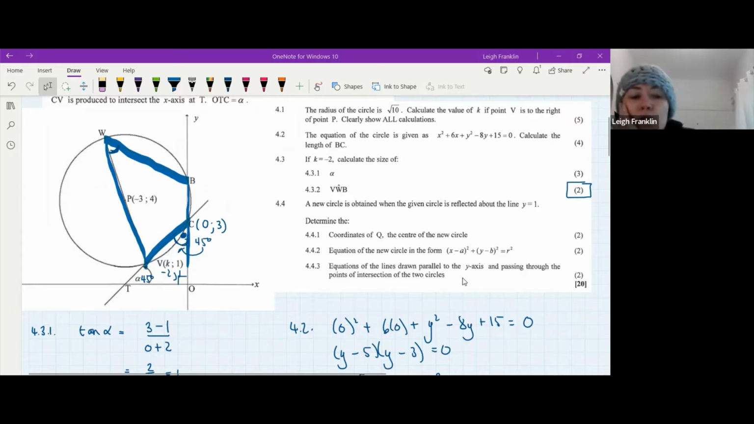All right, a new circle is obtained when the given circle is reflected about the line y equals 1. Now that is something quite unusual for us in the CAPS syllabus. We don't normally reflect over lines like y equals 1 or whatever the case is, but we can. Absolutely, we can. So now we have to say to ourselves, well, if this circle is reflected over the line y equals 1 and a new circle is obtained, what is the new circle going to look like and where is it going to be positioned?